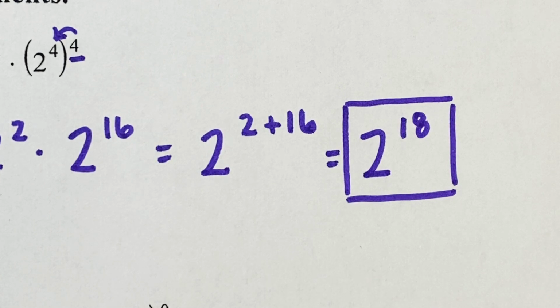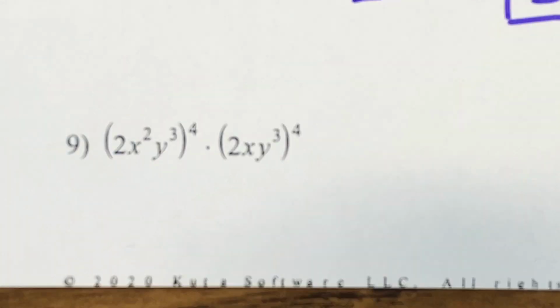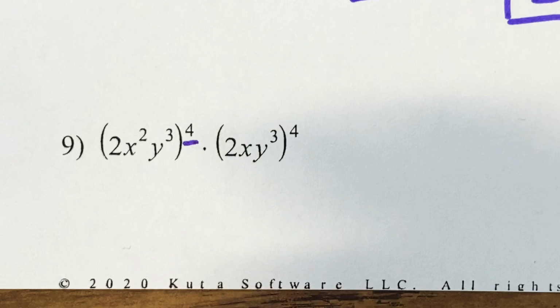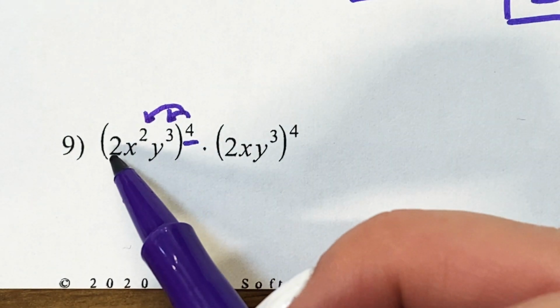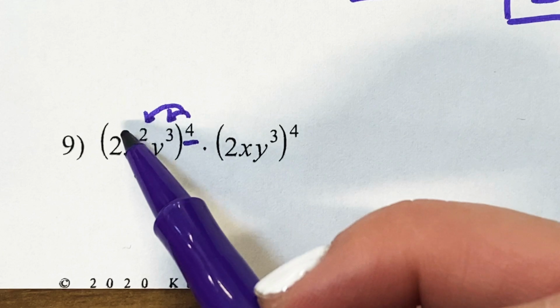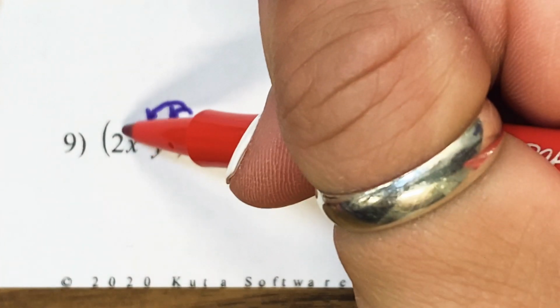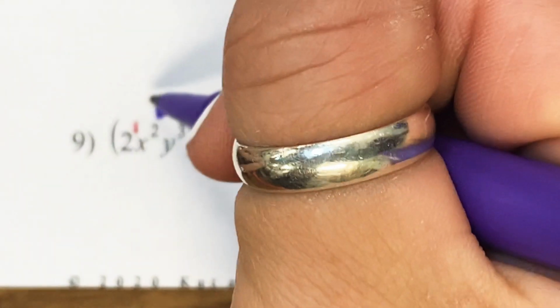Okay, let's do number 9. Number 9 is probably our hardest one of the day. So we see that we have a 4 in front of this whole parentheses. So it needs to distribute to every single base, the y base, the x base, and the 2 base. But what invisible exponent does that 2 have? Remember, it has that invisible exponent of 1. So it has to actually multiply 3 times in there.